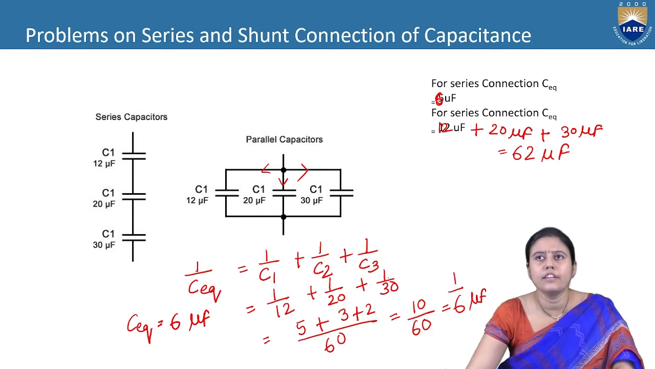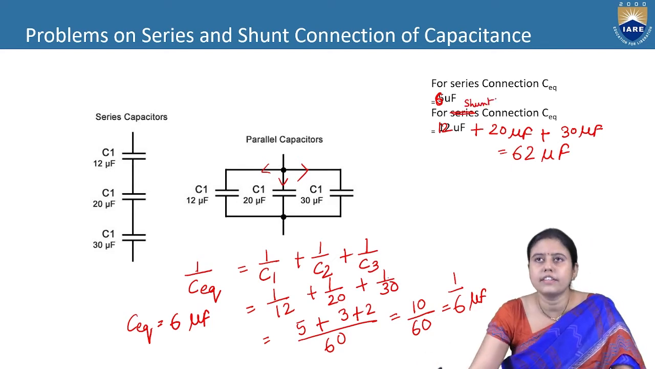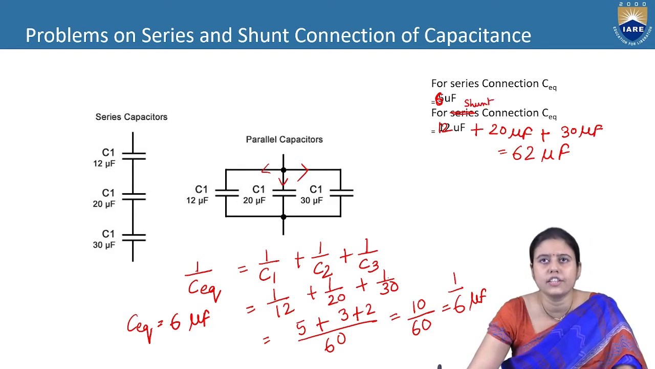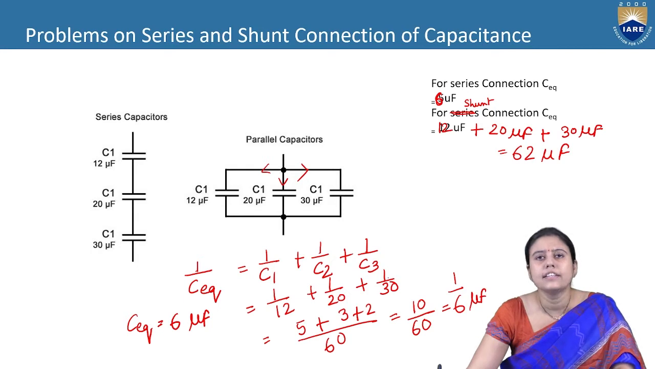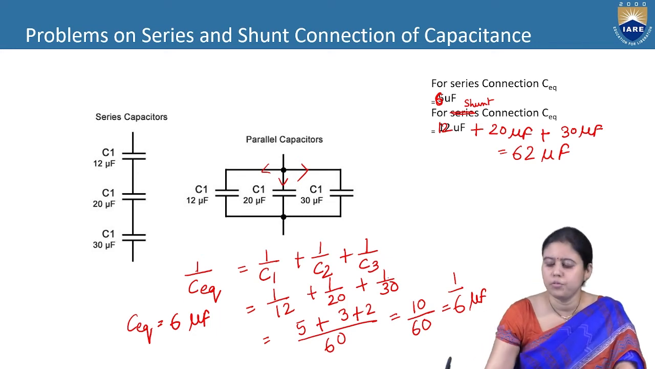So this is the shunt connection. For the shunt connection or parallel connection, these are the three addition, 12 plus 20 plus 30. So it is basically the 62 microfarad. Already we got the value.